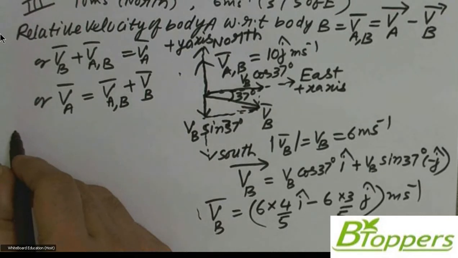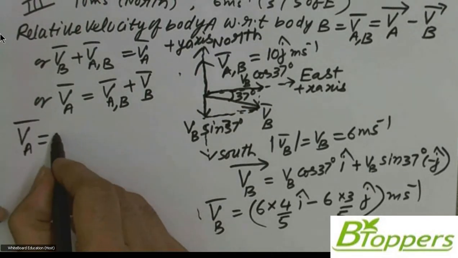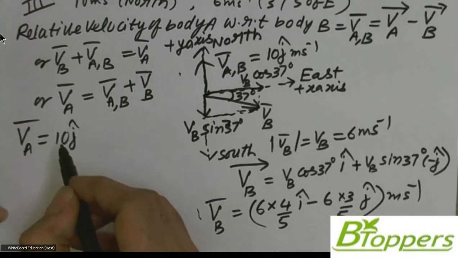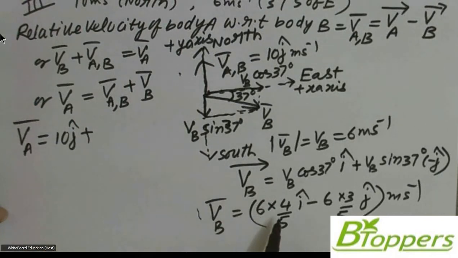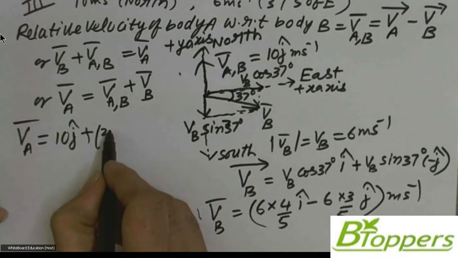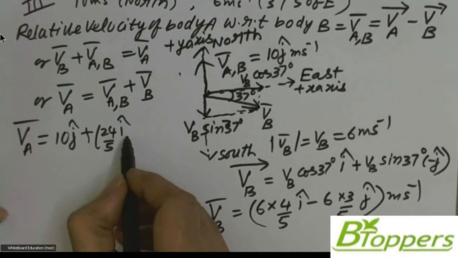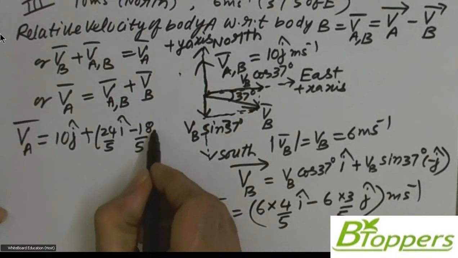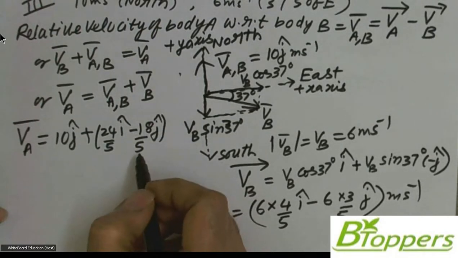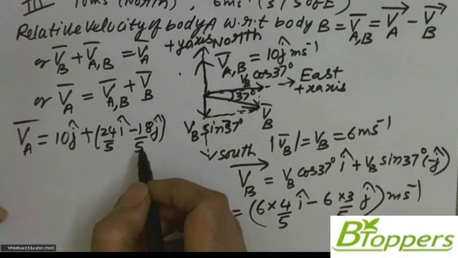Therefore, you get the actual velocity of the body A equal to 10 j cap meter per second plus this term becomes 24 by 5 i cap minus 18 by 5 j cap. Of course, this will be in meter per second, even though I have not mentioned it on the right side. You can try to simplify this further.